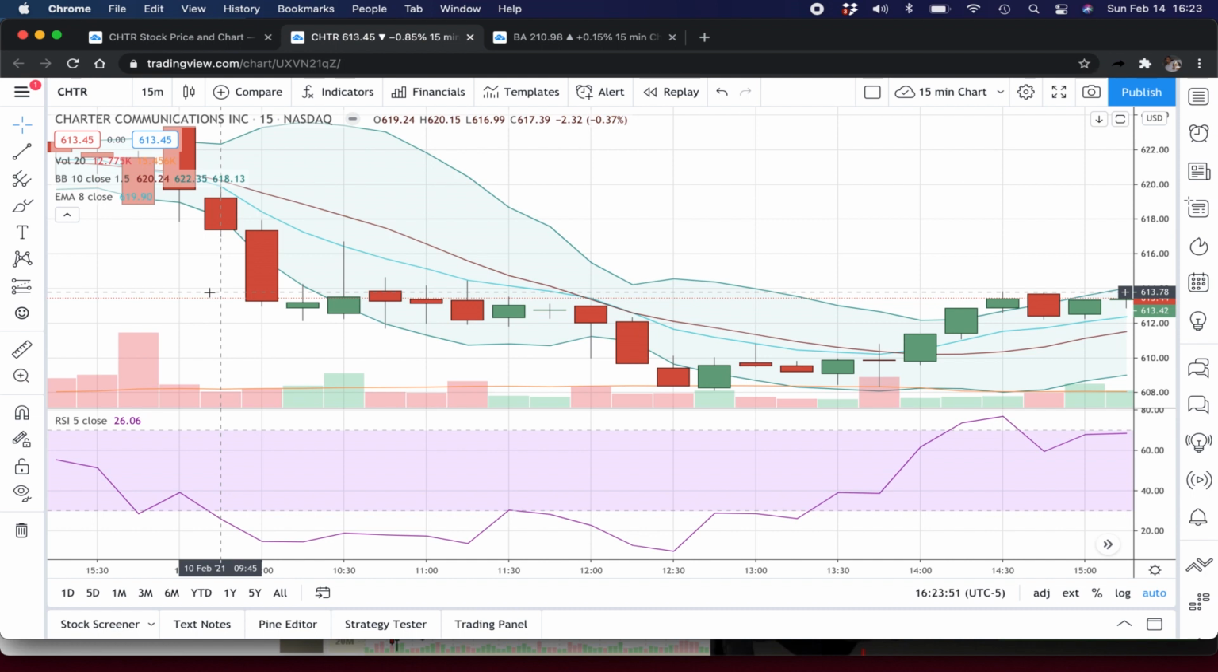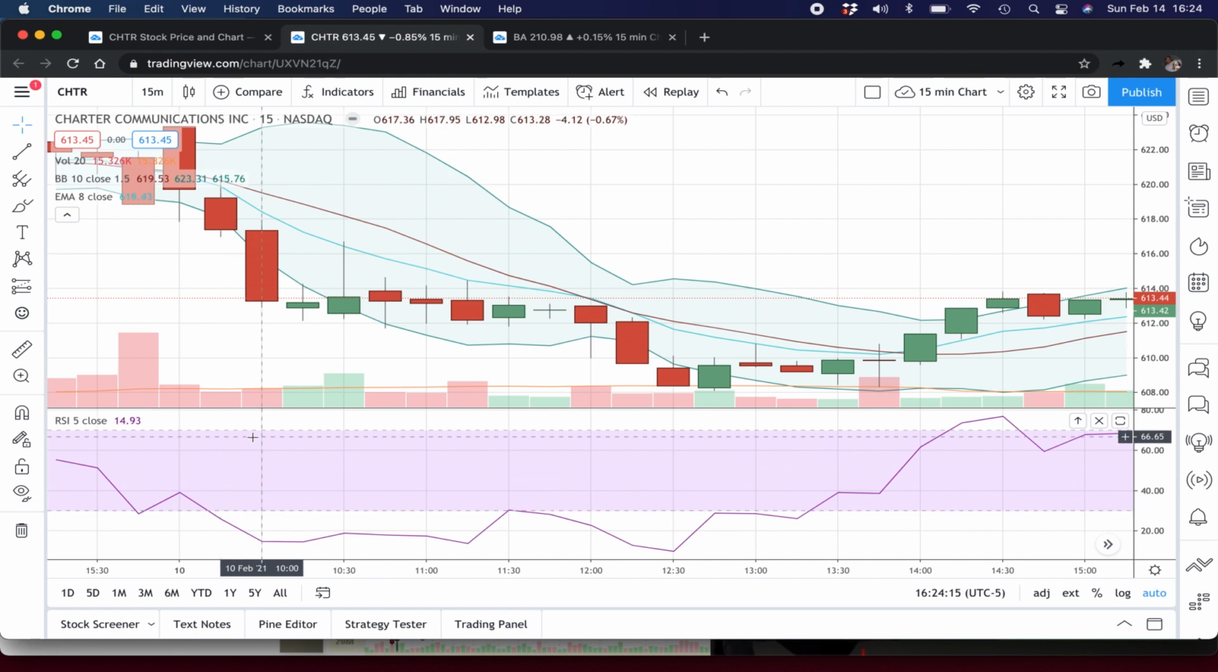So here's the example. On the 10th of February, the stock opened lower. Now the stock goes into alert mode and watch mode from 9:45 to 10 because the RSI is starting to drop below 30, which is the oversold condition, right?